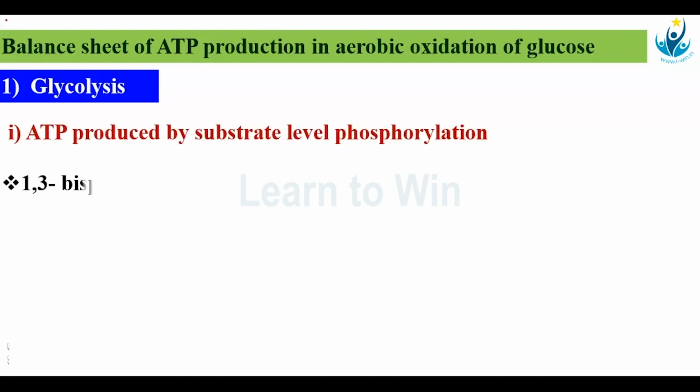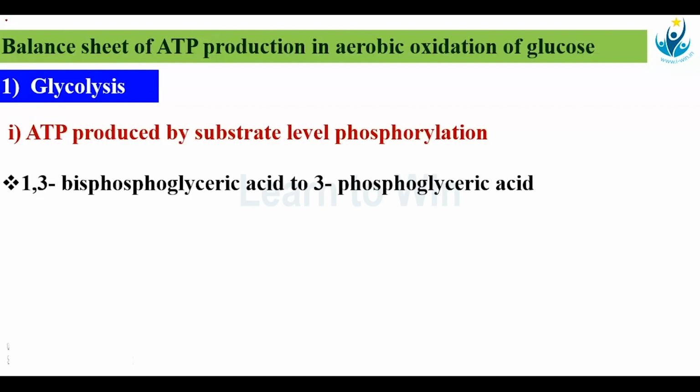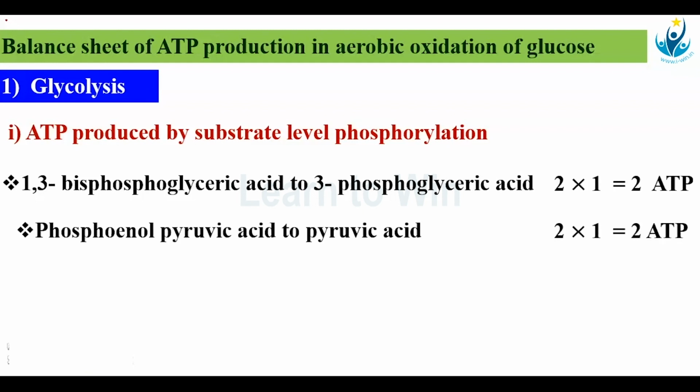Now in glycolysis, as I've mentioned, there are two substrate level phosphorylation reactions. What are they? This one is the 7th step, and there is also the 10th step. In the 7th step, 1,3-bisphosphoglyceric acid is converted to 3-phosphoglyceric acid, producing 2 ATP, and phosphoenolpyruvic acid to pyruvic acid conversion is also producing 2 ATP. So substrate level phosphorylation of glycolysis produces a total of 4 ATP.